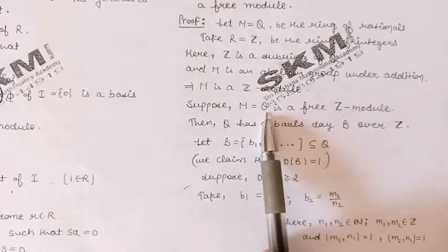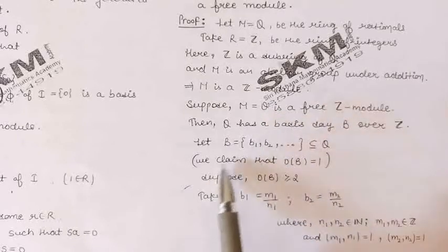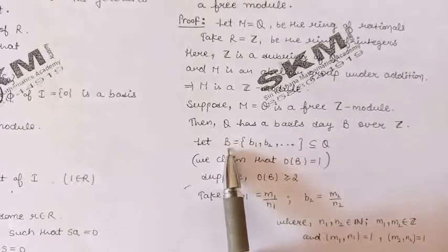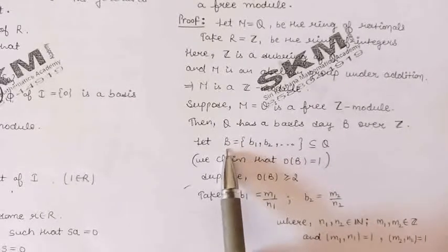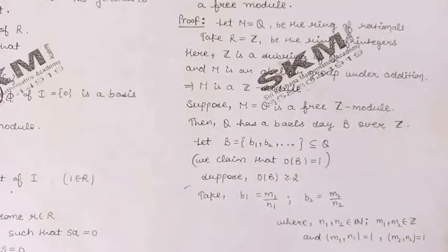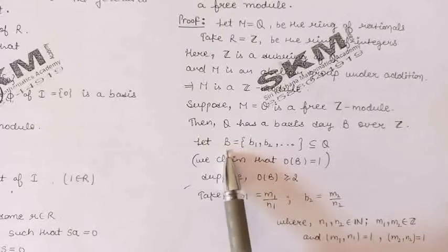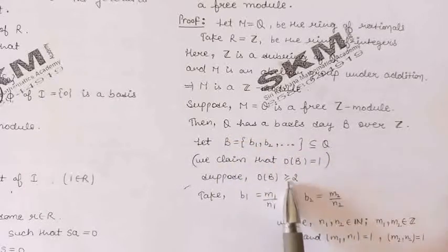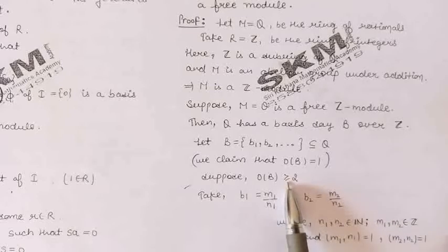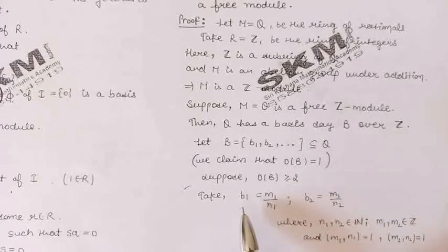So that will have a basis. We have taken a basis denoted by B for the ring of rationals. Now, if we consider at least two elements in this basis, then we will have to show a contradiction. So let us take that this basis has at least two elements. So we can take two elements, which we denote by b1 and b2.